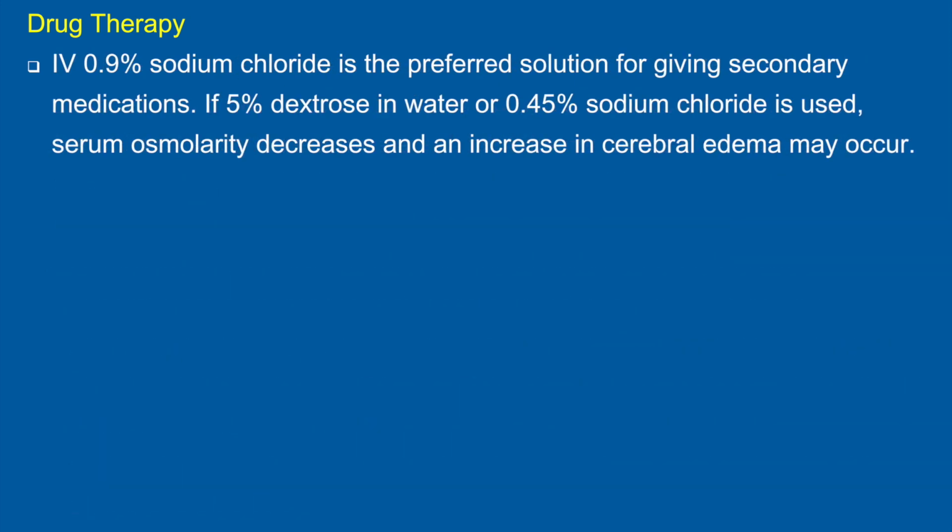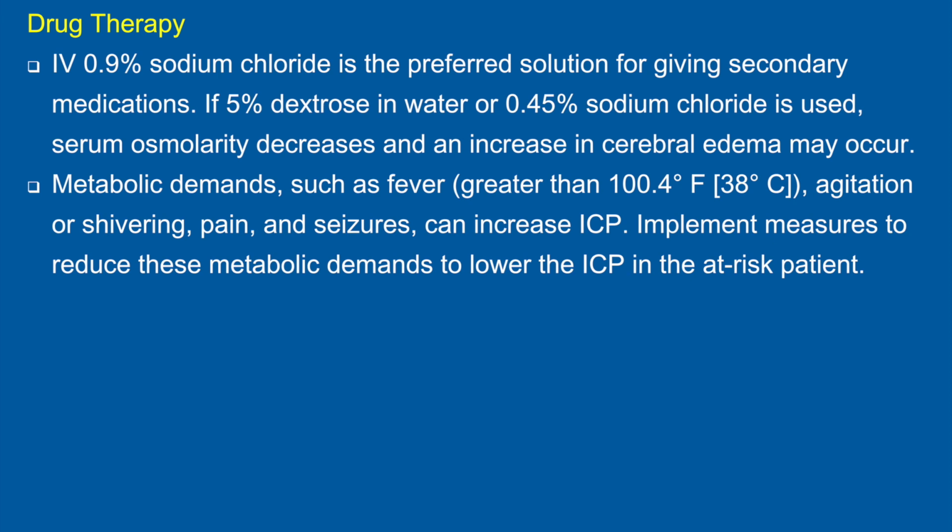IV 0.9% sodium chloride is a preferred solution for giving secondary medications. If 5% dextrose in water or 0.45% sodium chloride is used, serum osmolarity decreases and an increase in cerebral edema may occur. Metabolic demands such as fever greater than 100.4 degrees Fahrenheit, agitation or shivering, pain and seizures can increase ICP. Implement measures to reduce these metabolic demands to lower the ICP in the at-risk patient.